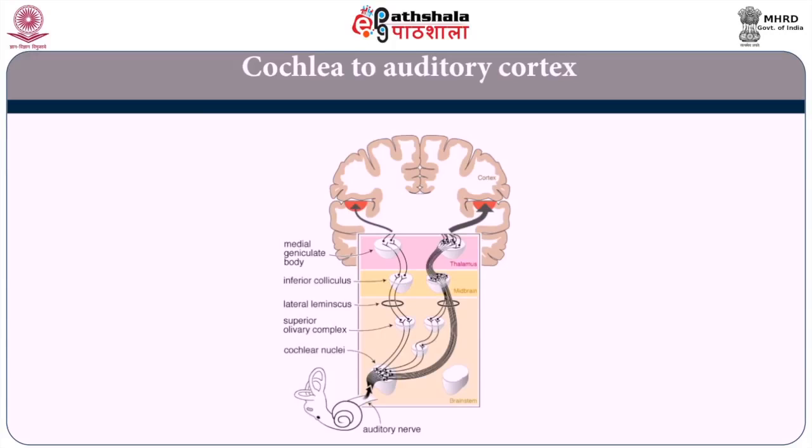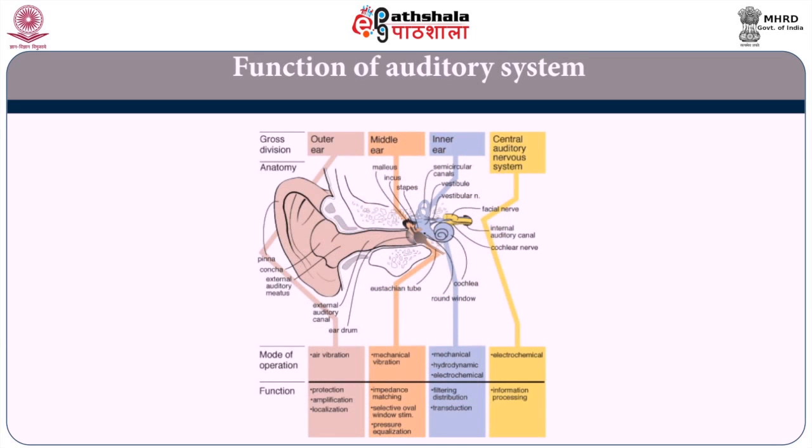As you know, the different parts of the auditory mechanism have different functions. The outer ear helps in protection, amplification of the sound, and localization, that is, where the sound is coming from, which direction. The middle ear does impedance matching. It also conveys information to the oval window connecting to the inner ear.